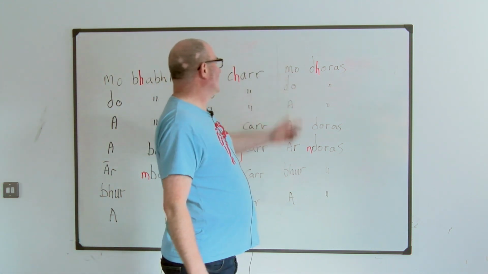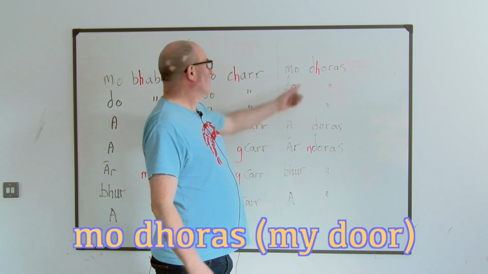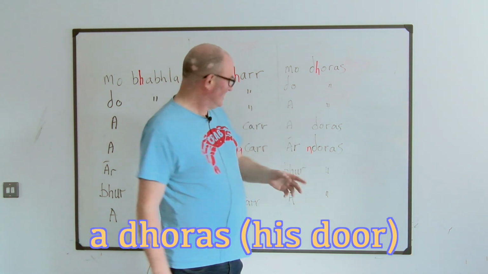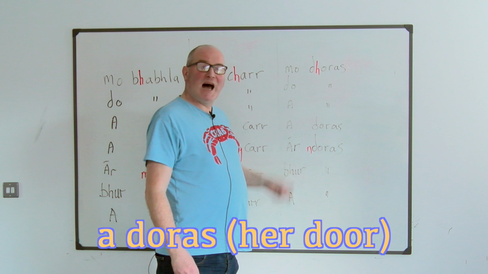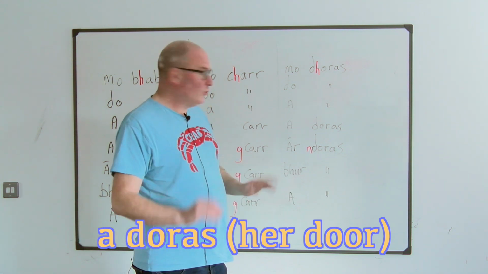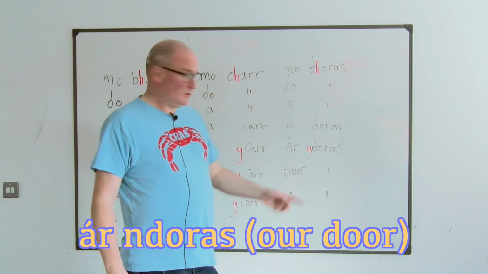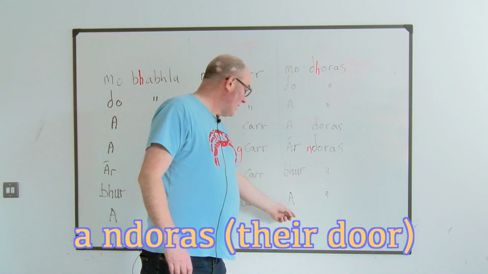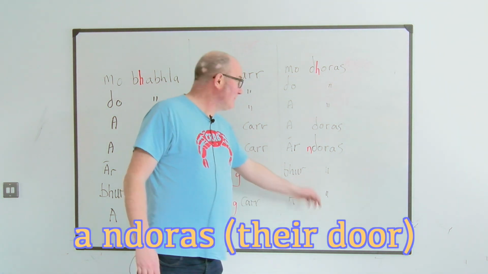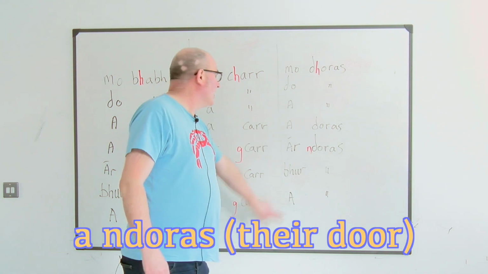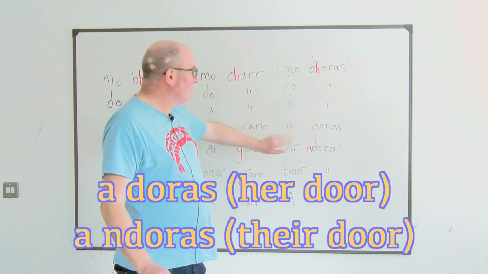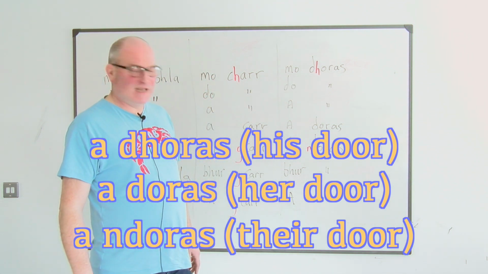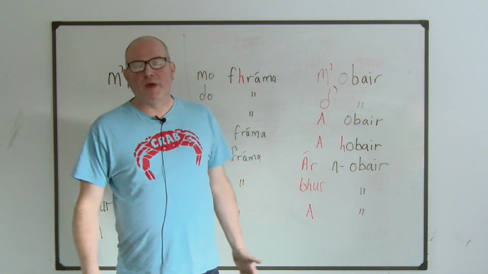Another example here, take the word door, doras. Mo dhoras, do dhoras, a dhoras. But her door, a doras, no séimhiú, no nothing. Ár ndoras, eclipse. Bhur ndoras, a ndoras. Worth remembering that again. A ndoras, it's eclipsed. For their door, a ndoras, but a doras, nothing, for her door, and a dhoras for his door. It gets a séimhiú.